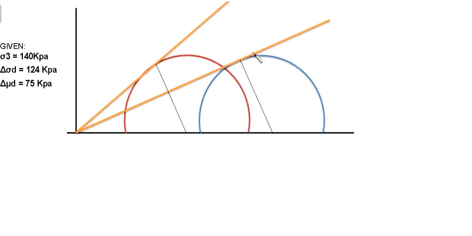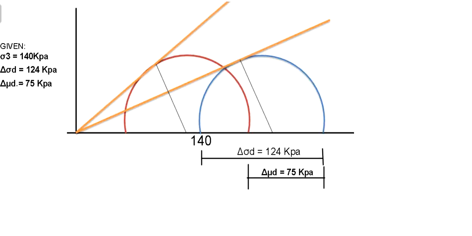So ito yung ating normally consolidated undrained soil. Ito yung blue line, yan yung undrained soil natin. Yung red line, yan yung drained soil natin. So pag minus natin yung pore pressure, magkakaroon tayo ng drained soil. So yan yung ating effective. So to visualize our problem, we need to draw our figure para mas madali nating ma-solve yung problem natin.